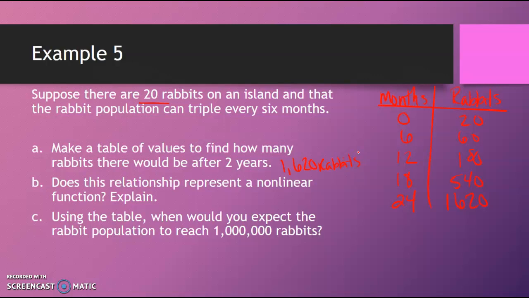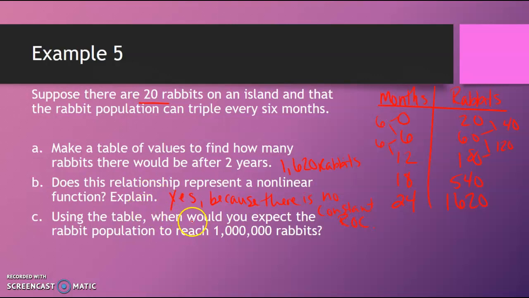And then it asks, does this relationship represent a nonlinear function, and explain? Well, we need a constant rate of change to be linear. So if I do 60 minus 20, I end up with 40. And 6 minus 0 is 6. But if I do 180 minus 60, I get 120, with 12 minus 6 being 6. And so this is not a constant rate of change. And so does it represent a nonlinear function? Yes. And the reason is because there is no constant rate of change. And so that tells us that it is nonlinear.